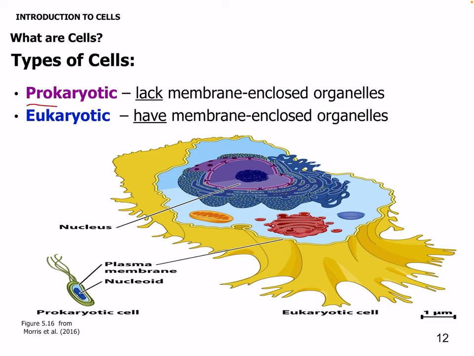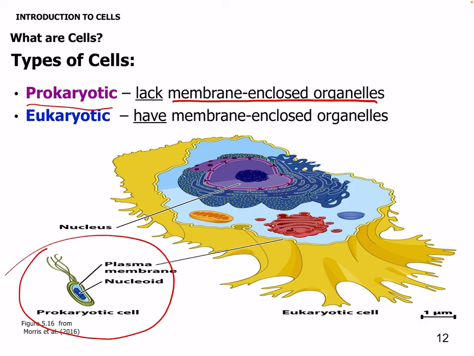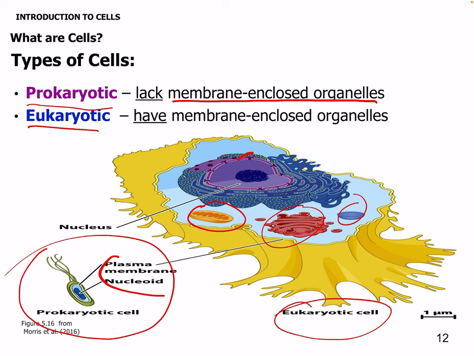So prokaryotic cells. Prokaryotic cells lack membrane-enclosed organelles, so that's very important. Here we can see a prokaryotic cell versus a eukaryotic cell. There's also a big size difference here. While our eukaryotic cells have membrane-enclosed organelles. We'll get to all these structures later, but you can see the different structures: mitochondria, nucleus. Here you can just see the plasma membrane and nucleoid.